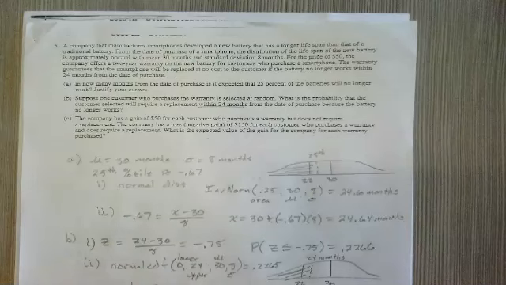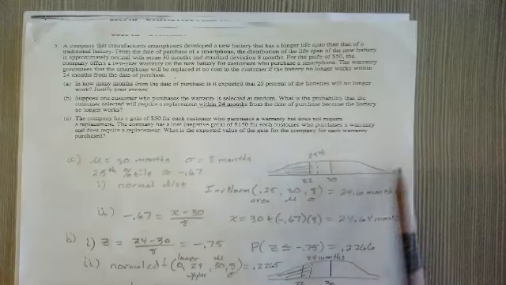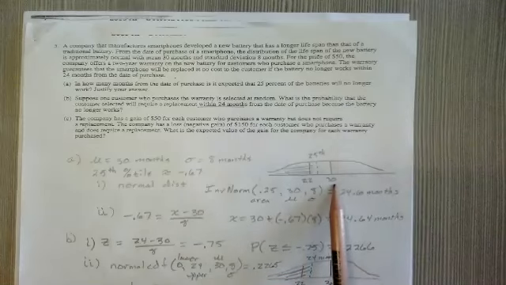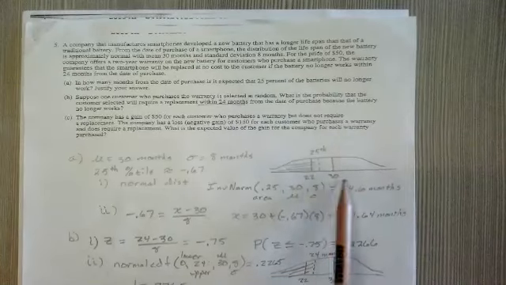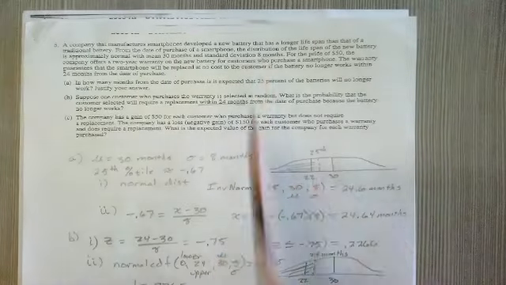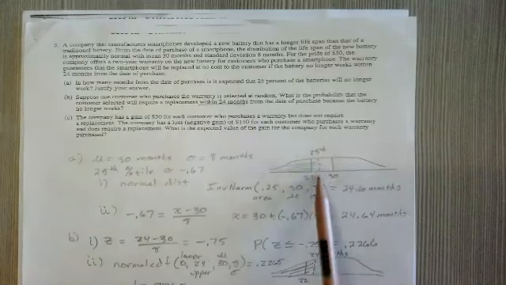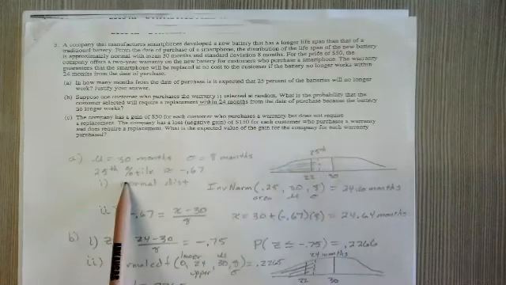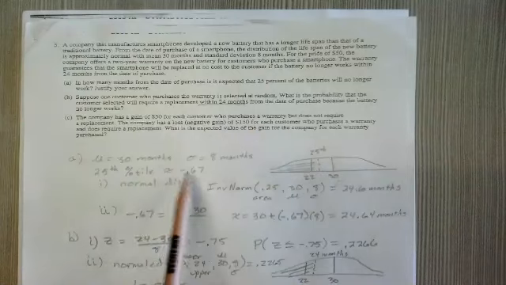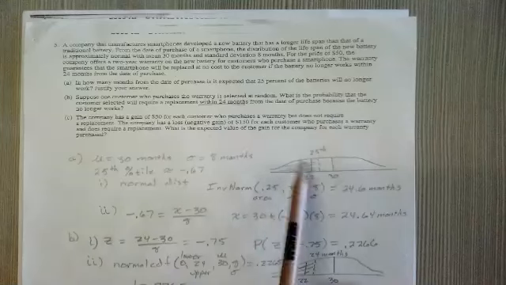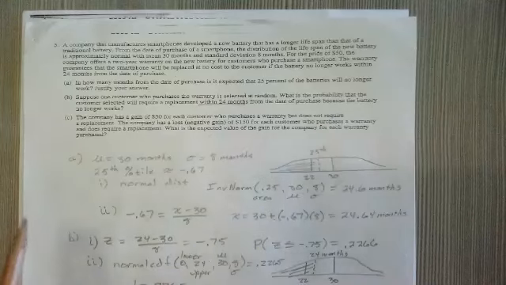So, first thing, in how many months from the date of purchase is it expected that 25% of the batteries will no longer work? Okay, so I've drawn a normal model. Yes, it's ugly, but that's okay. There's 30. There's 22. That's 30 minus 8. Now, the 25th percentile is going to fall somewhere in here. So I know that the 25th percentile, or the first quartile, is about a negative 0.67. I know it's a normal distribution because they gave us a mean and standard deviation.